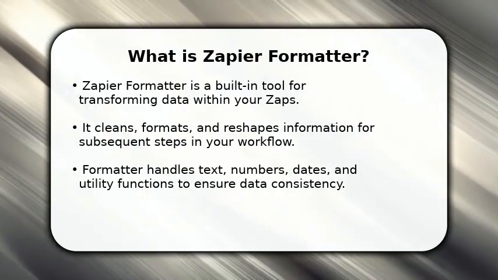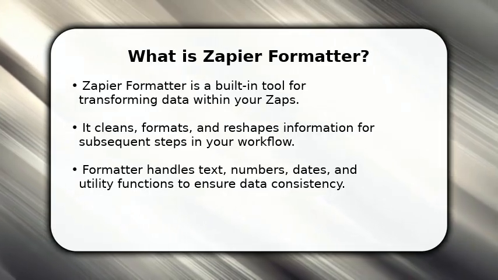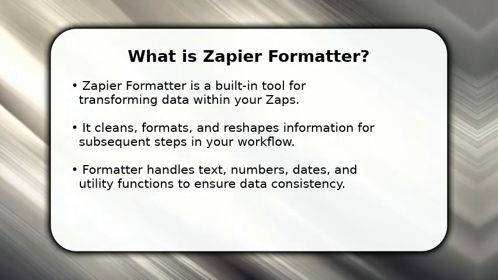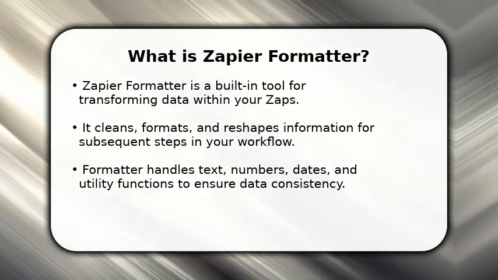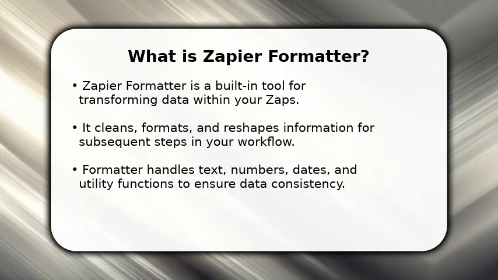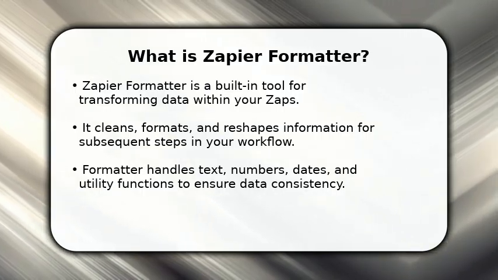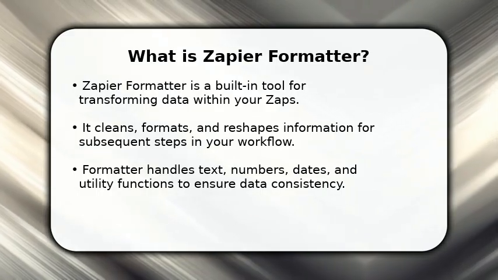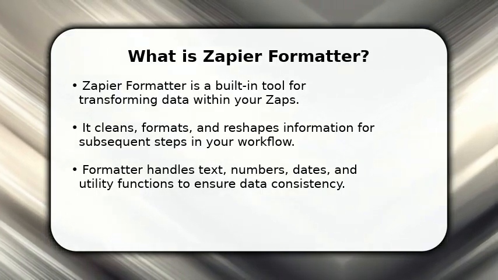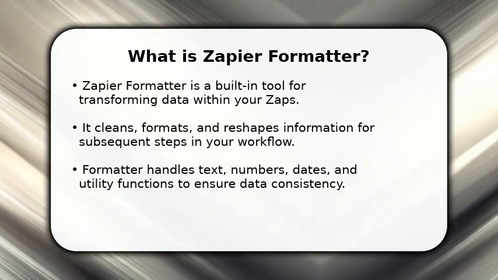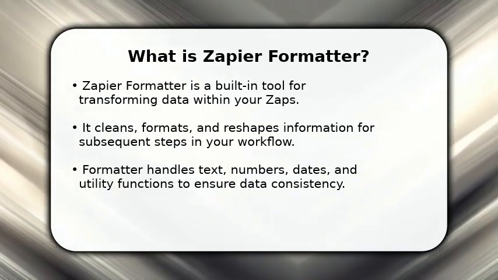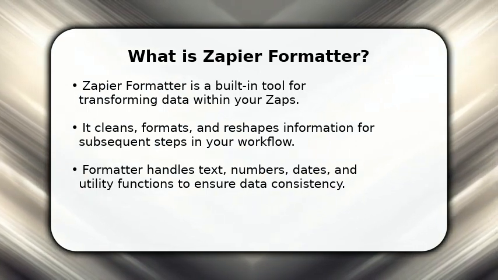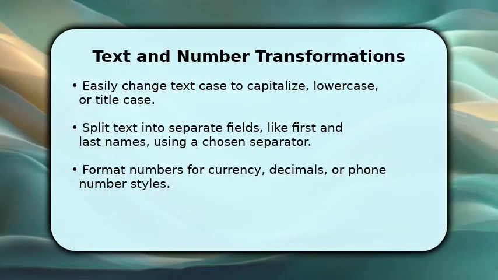In this video, I will explain how to use Zapier's Formatter tool. Formatter is a powerful, built-in application that helps you clean and prepare your data as it moves through your automated workflows. Think of it as your personal data assistant, ensuring every piece of information is perfectly tailored for the next step. It works with 4 main categories: text, numbers, dates and times, and various utility functions, making your Zaps much more reliable and efficient. Let's dive into some common transformations.